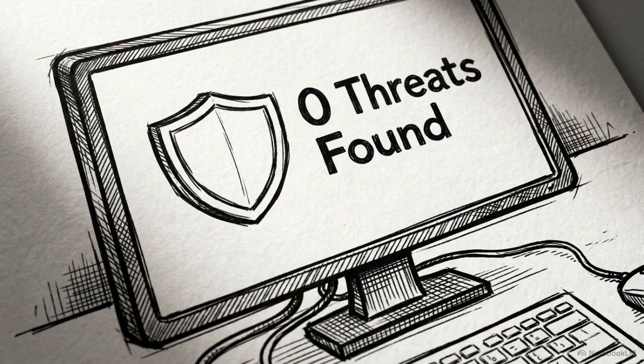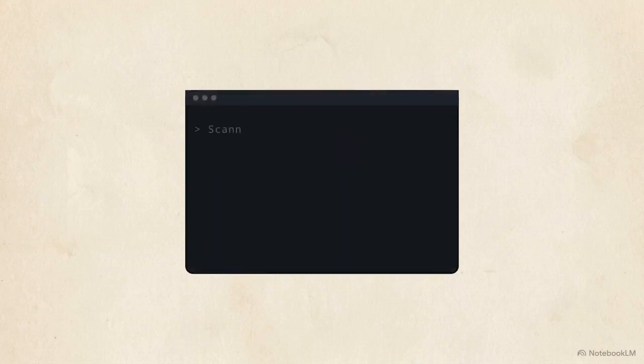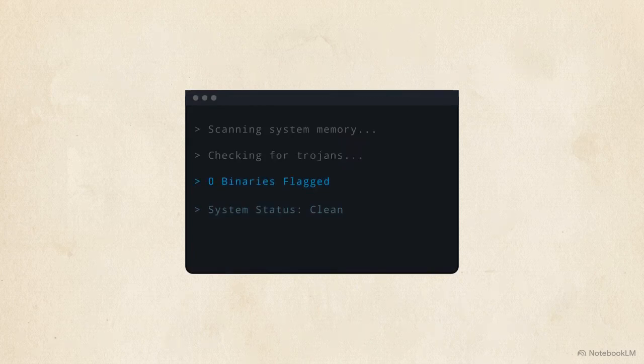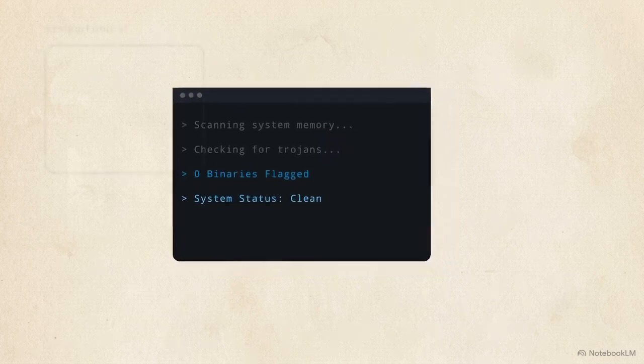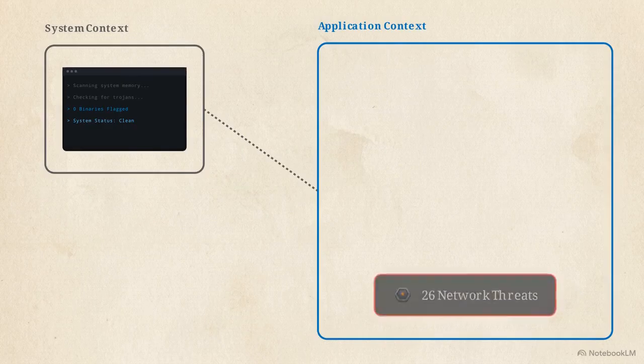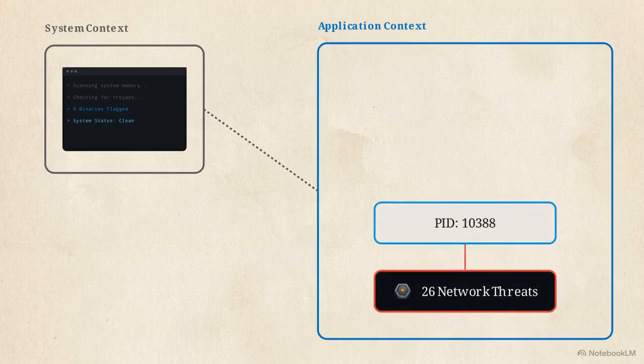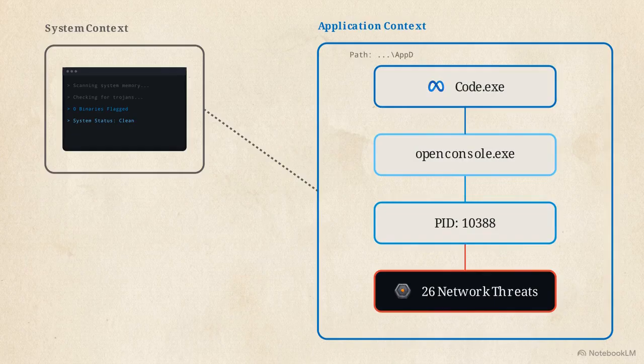Despite these signatures, an endpoint scan confirms the local system is entirely secure and isolated. No external malicious binaries or recognized supply chain Trojans are executing in memory. The traffic's origin becomes clear by tracing network calls to the application layer. The process generating all 26 threats is code.exe, Visual Studio Code.